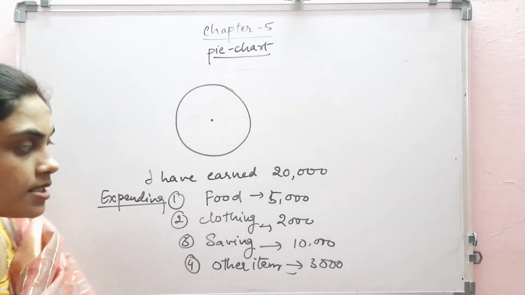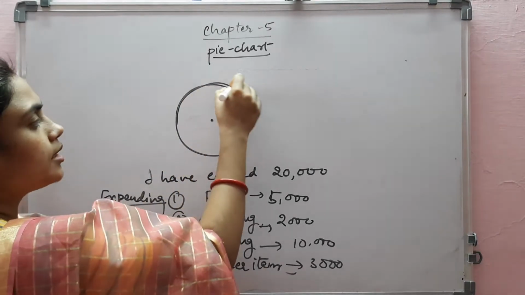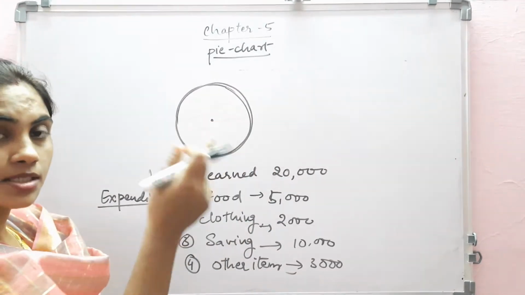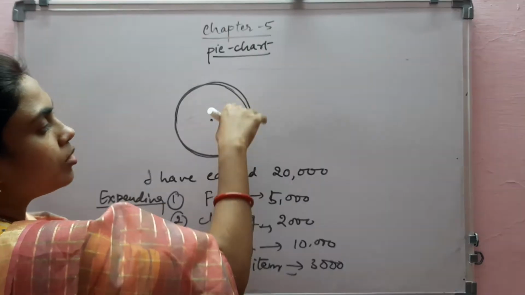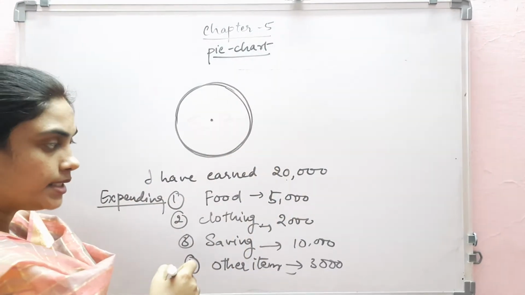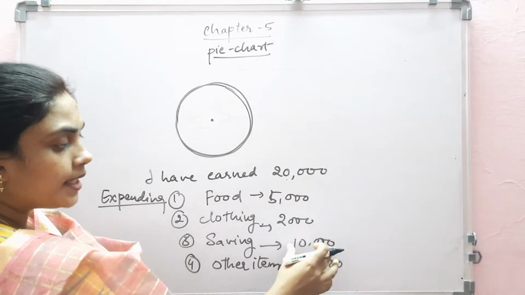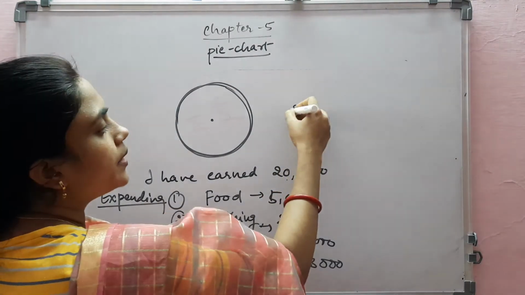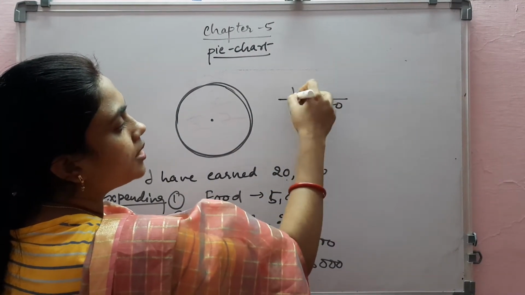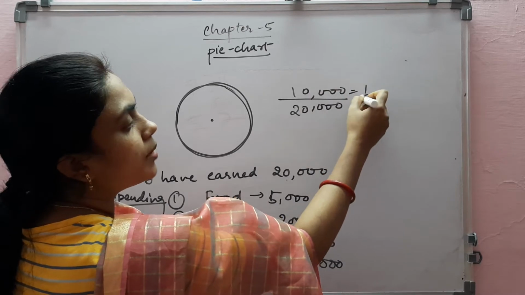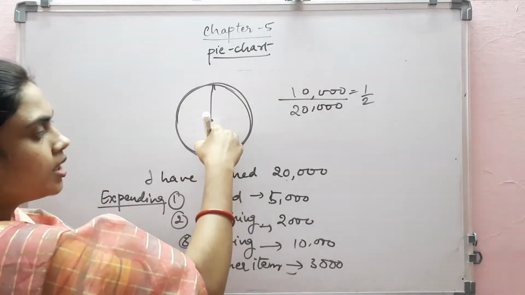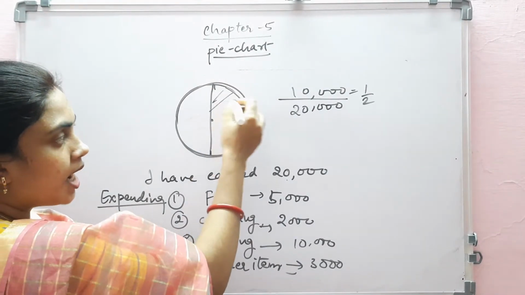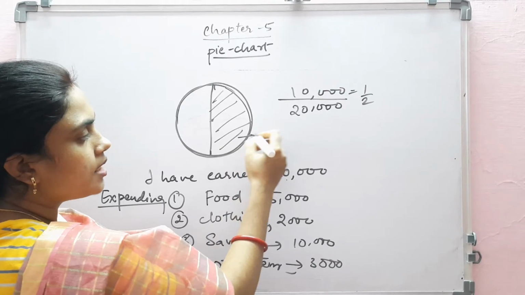For expressing this, I should know this whole circle represents 20,000. The whole circle always represents the whole amount. So the whole circle always represents what? 20,000. Out of which 10,000. 10,000 means half of 20,000, because 10,000 upon 20,000 is 1/2. That is equal to half. Out of whole 20,000, I am spending half of the amount on saving.